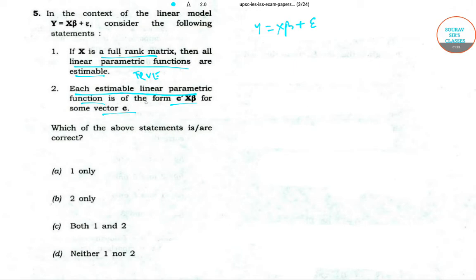And statement 2: each linear parametric function is of the form c dash X beta for some vector c. This is false. It is of the form c dash beta and not c dash X beta. So option A is the correct answer.